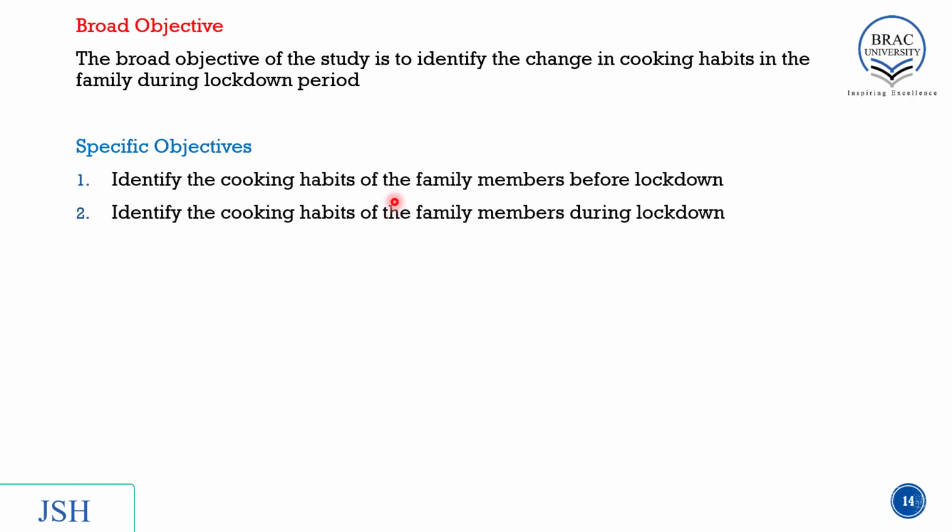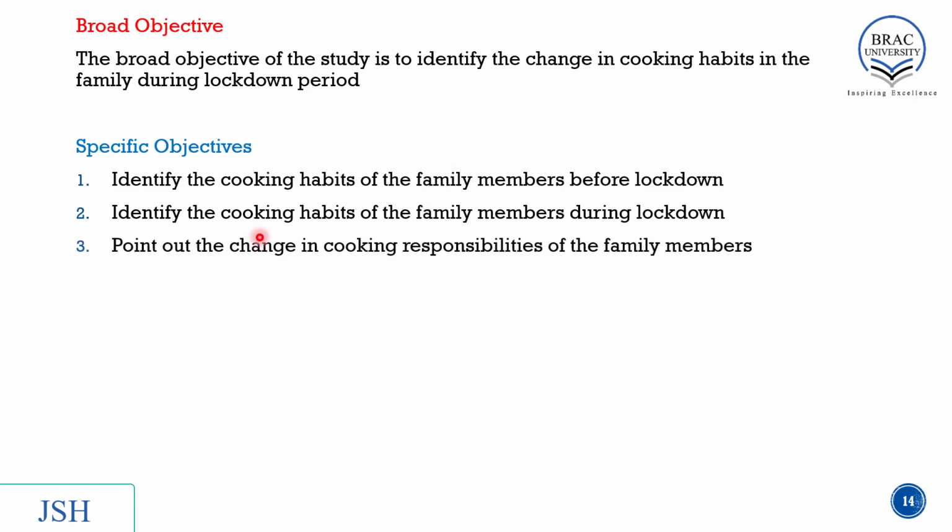Now, the second objective is obviously to find out the cooking habits of the family members during lockdown. Why? Once you have the cooking habits before lockdown and the habits during lockdown, only then can you measure the change, right? So these are my first two specific objectives. The third one is to point out the change in cooking responsibilities of the family members. Once you have these two, the third one, which is to measure change in cooking habits or responsibilities, becomes possible to calculate.